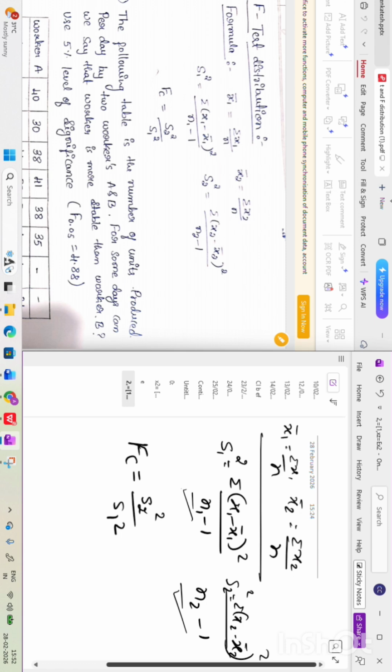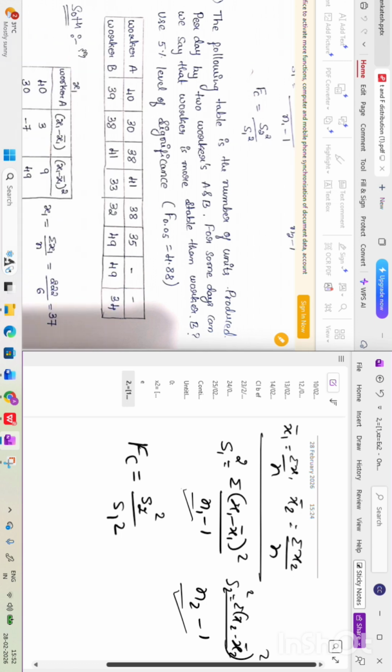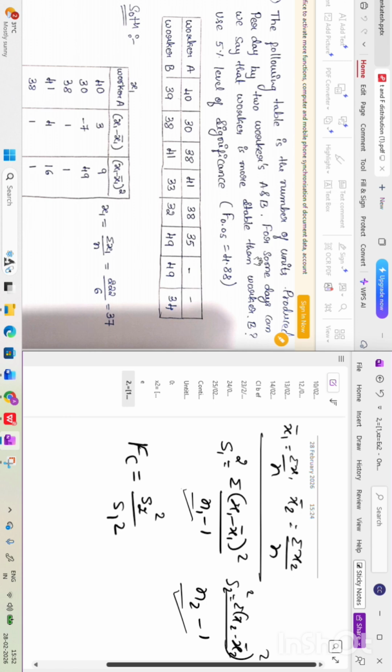See the problem first. The problem is: the following table gives the number of units produced per day by two workers A and B on the same days. Can we say that worker A is more stable than worker B? Use 5% level of significance. At 5% level of significance, the table value will be 4.88.